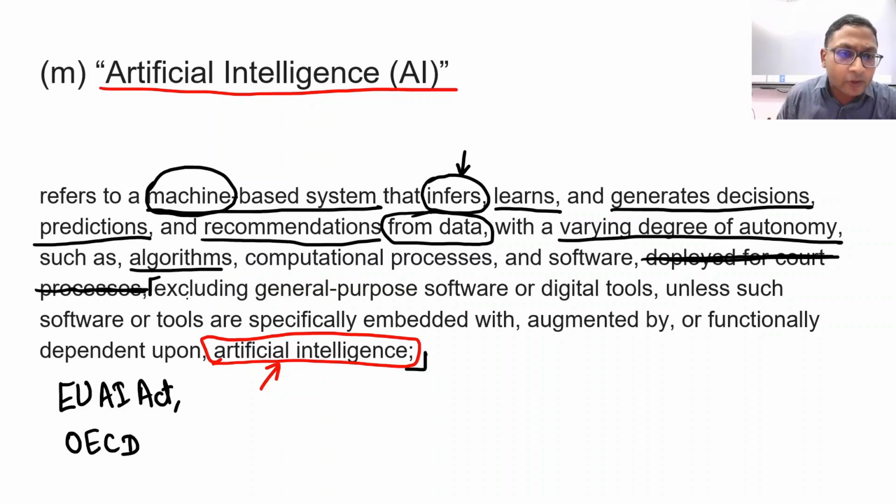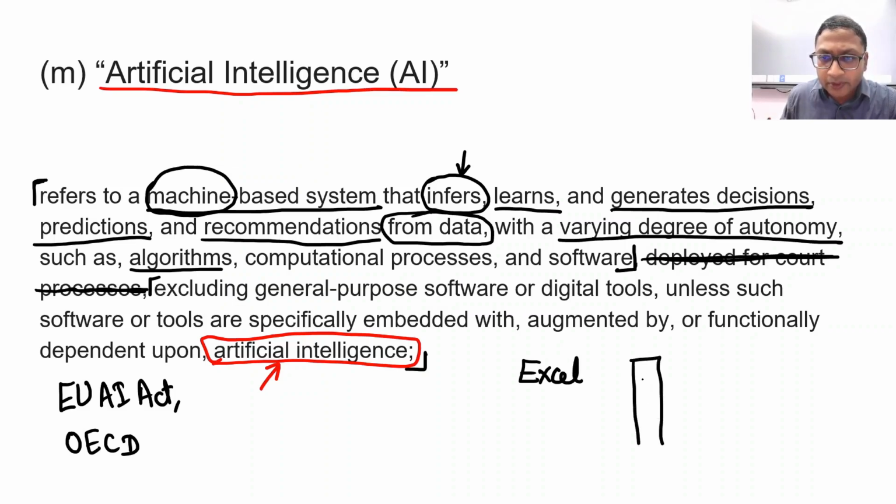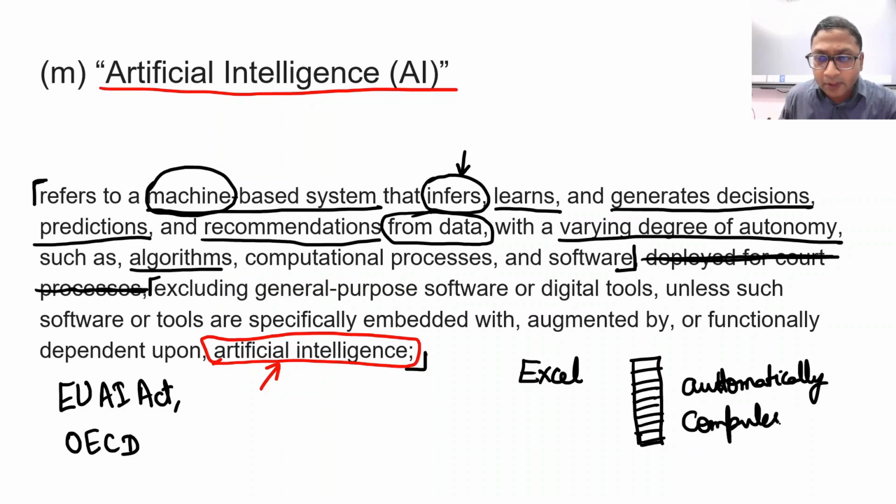Now, what this exclusion is trying to do is exclude a few software that might fit in here, but we don't call them AI per se. For example, let's say I have Excel. In Excel, let's say this is one of the columns and it's full of numbers. Excel automatically computes, for example, the sum of the column.